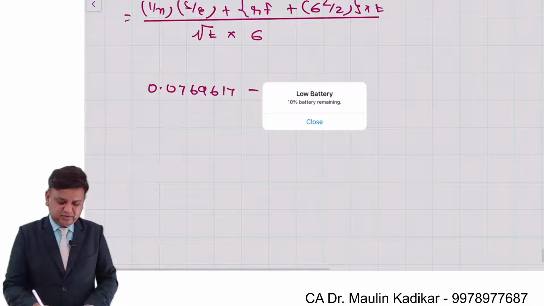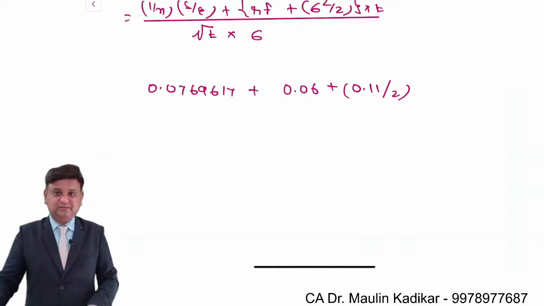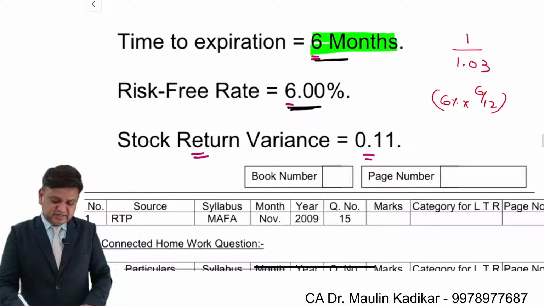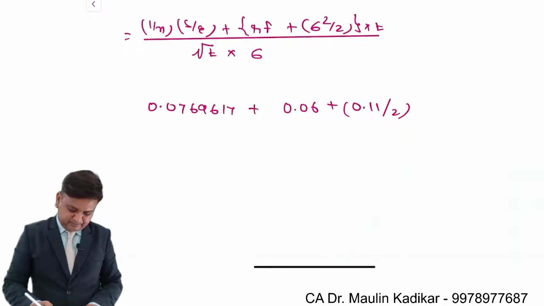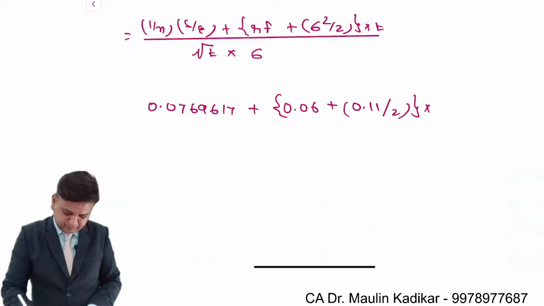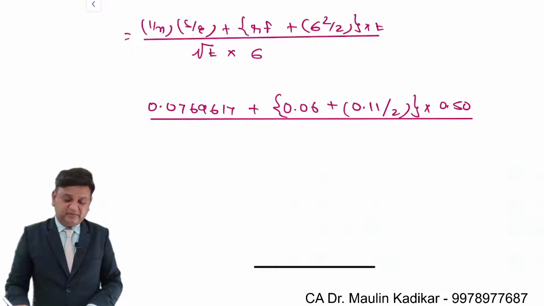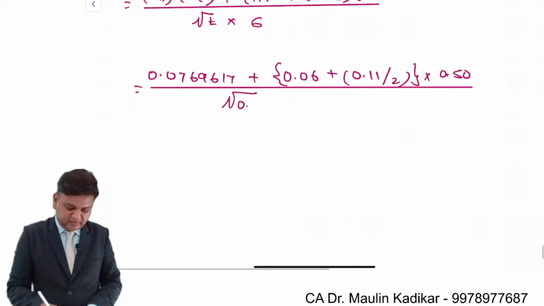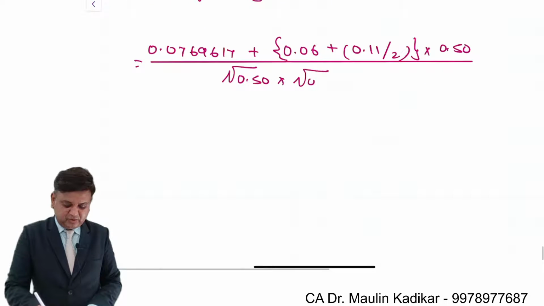Plus Rf. What is the risk-free rate of return? 0.06. Plus variance. What is variance? Variance is 0.11 divided by 2. Okay, variance is given to us in the question. Here the variance given is 0.11, into time period. Time period is 0.5, 6 divided by 12, whole divided by under root of 0.5 into standard deviation. However, we have variance, no problem, we'll take under root of 0.11.